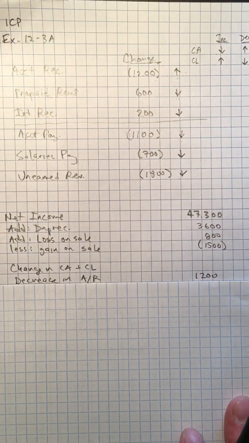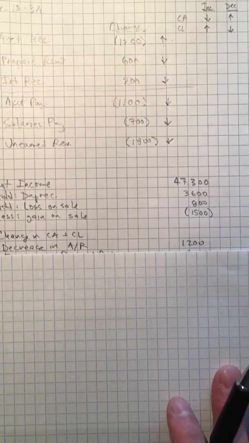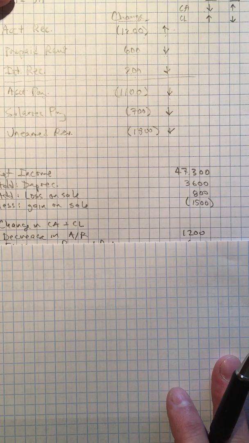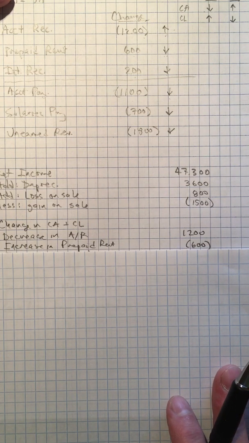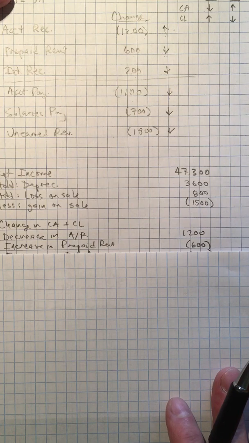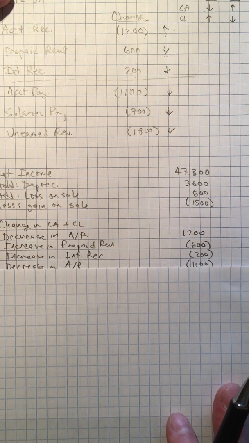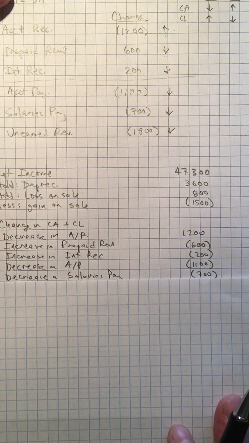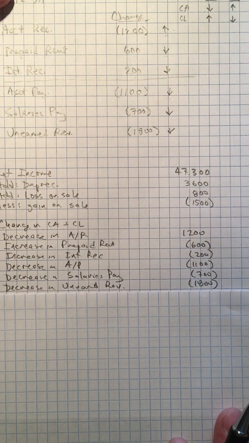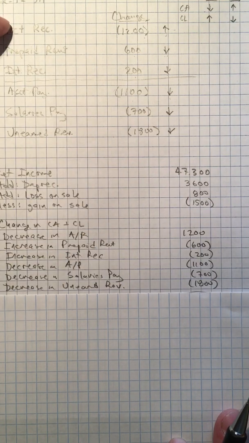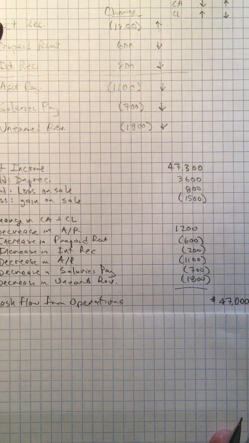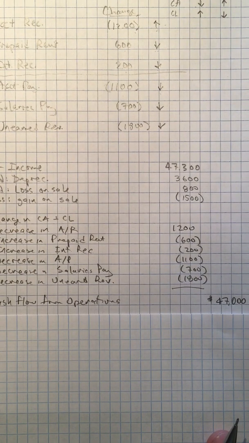And then I'll record all of the changes in current assets and current liabilities. So I'll have that decrease in accounts receivable. That's a positive number here because it has a positive impact on cash flow. I have the increase in prepaid rent. That's a negative figure because it has a negative impact on cash flow. An increase in interest receivable, that's negative as well. And then I've got my decrease in accounts payable, my decrease in salaries payable, and my decrease in unearned revenue. All of those have negative impacts on cash flow. They had downward arrows in the items I wrote up here. So now I can add all of these figures together, and I get cash flow from operations of $47,000.